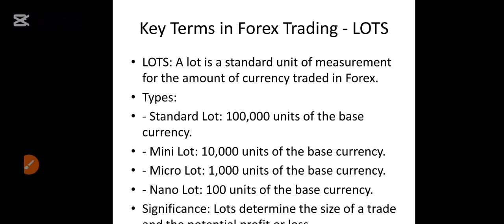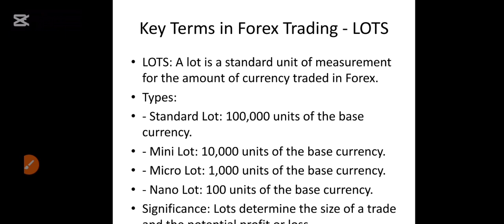I talked about it. The lot. A lot is a standard unit of measurement for the amount of currency traded in forex. So the amount you are trading in forex is what is called lot size. Now we have the standard lot size, which is 100,000 units of a base currency. Mini lot size, which is 10,000 units of a base currency. We have micro lot size, which is 1,000 units of a base currency. We have the nano lot, which is 100 units of a base currency.